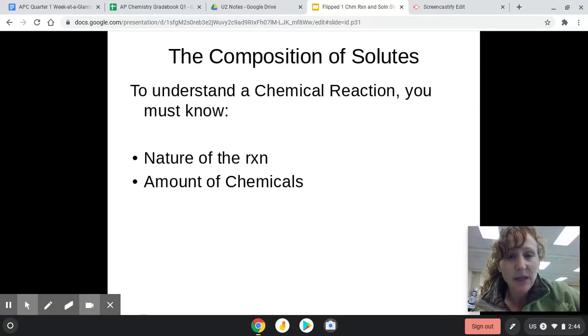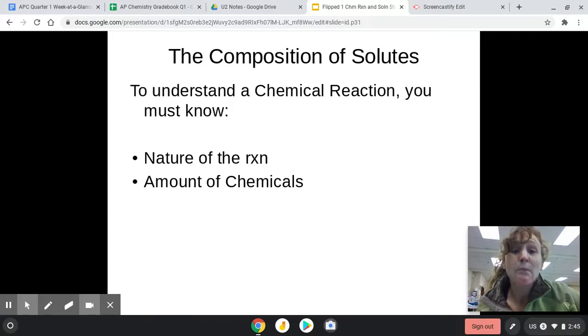Other things that might play in are what kind of families are present. Is it going to be a nonmetal reacting with a nonmetal? Is it going to be a metal reacting with a nonmetal? What kind of ions do the reactants tend to form? What kind of compounds do the reactants tend to form? That's why we do all the background with the periodic table, because it helps us to predict these kinds of things.